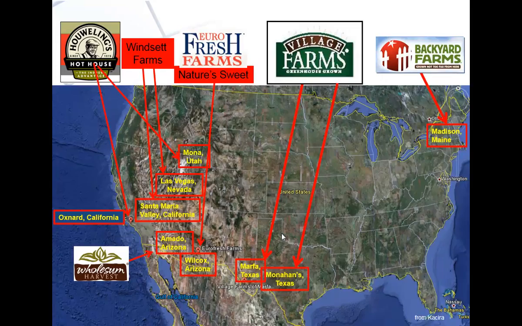The locations for these larger scale 50 to 100 plus acre greenhouses are shown in this map, most of them being along the southwestern border of the U.S. and into California, Nevada, and now up into Utah, and one out in Maine. There will be more in development. In the Northeast is becoming, particularly in the Ohio area and Michigan area.